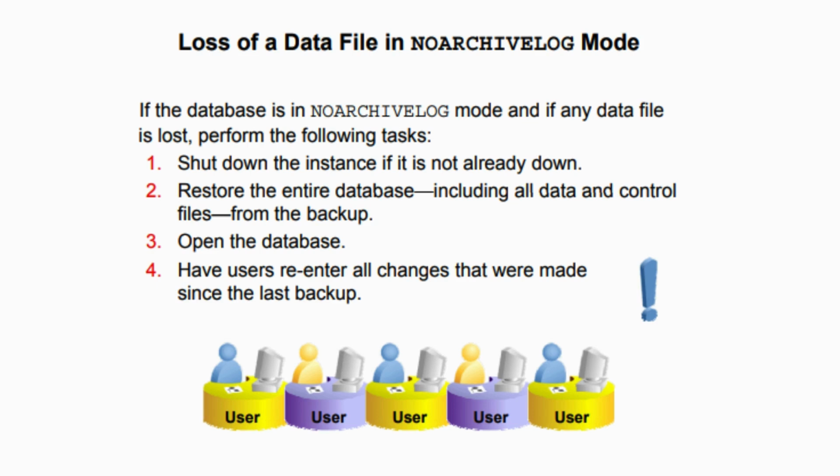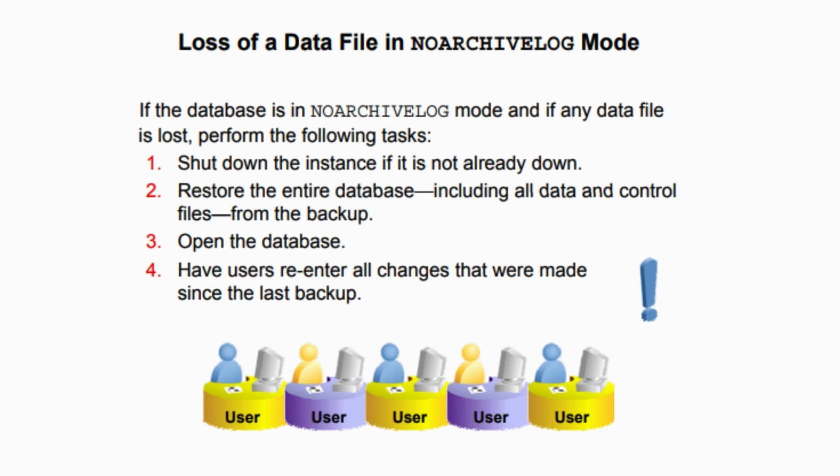With the database in NOARCHIVELOG mode, recovery is possible only up to the time of the last backup. So users must re-enter all changes made since that backup. To perform this type of recovery by using Enterprise Manager Cloud Control: 1. Shut down the instance if it is not already down. 2. Select Availability, Backup and Recovery, Perform Recovery. 3. Select Whole Database as the type of recovery.